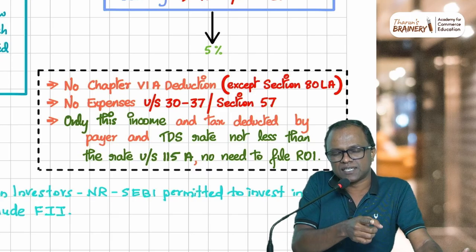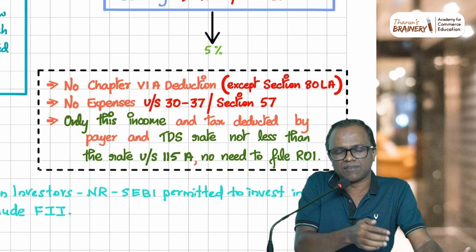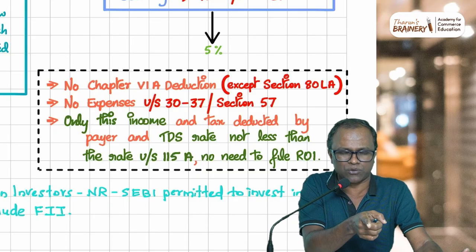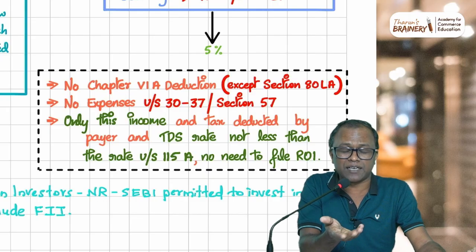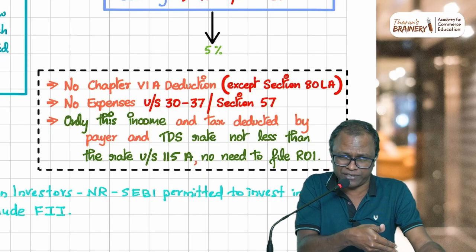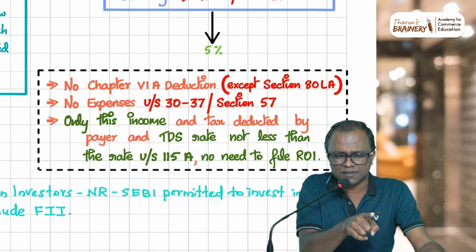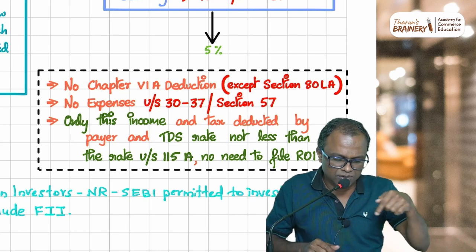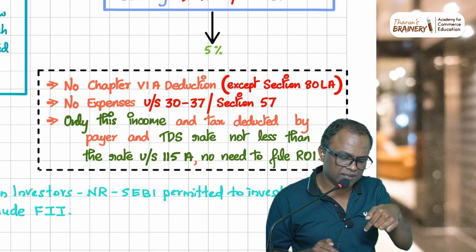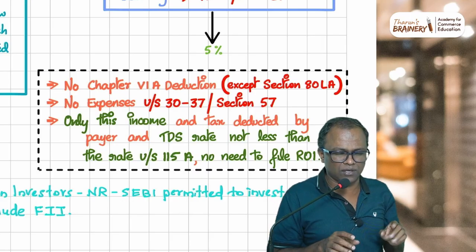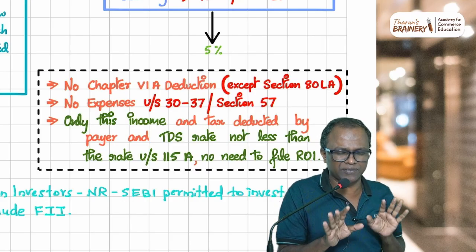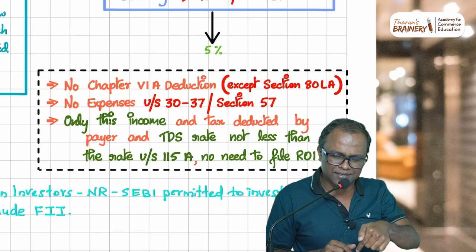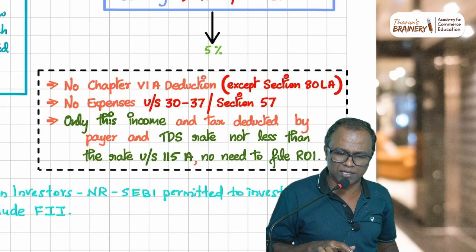So if that non-resident is giving a tax residency certificate and all other conditions are satisfied, then the payer will deduct TDS at the rate prescribed by the DT agreement, if that is more favorable to the non-resident. Sometimes that rate may be 2% or 3%, less than 5. In that case, the payee must file ITR. So they are saying the TDS rate is not less than the rate under 115A. So the TDS rate should be as per 115A. Then only this exception from filing ITR will be available to the non-resident.